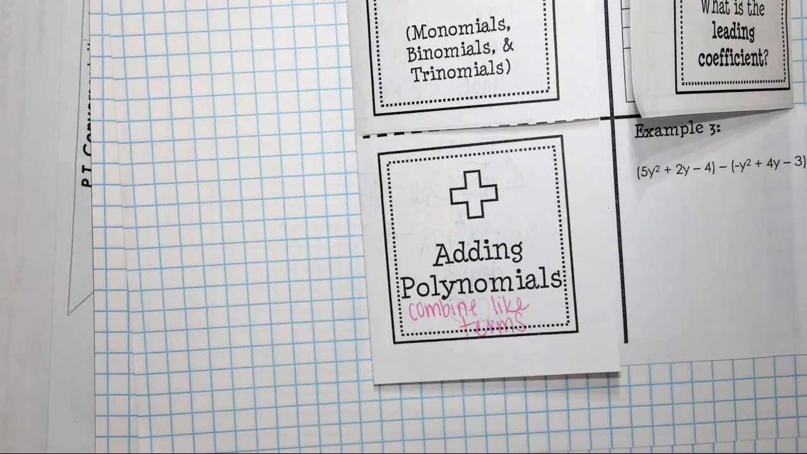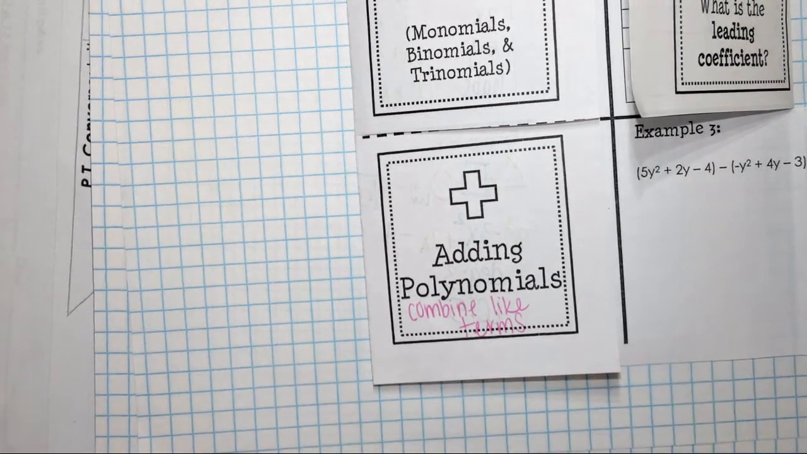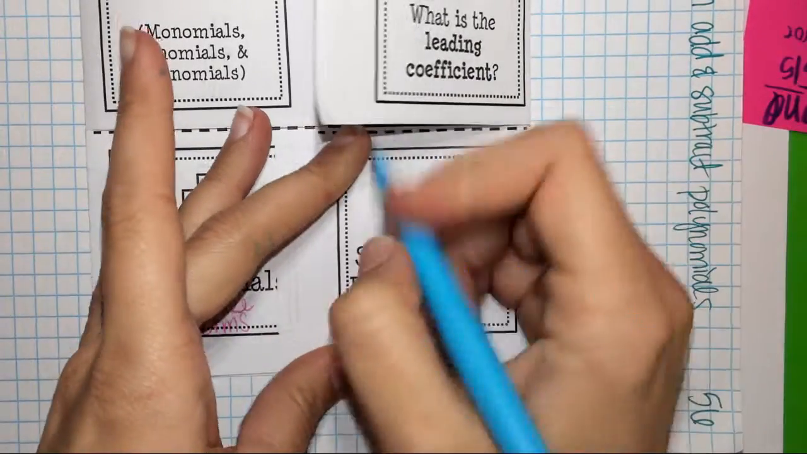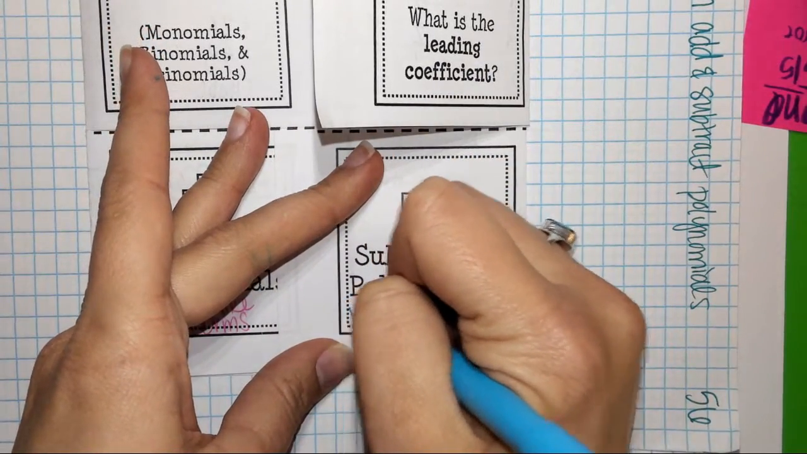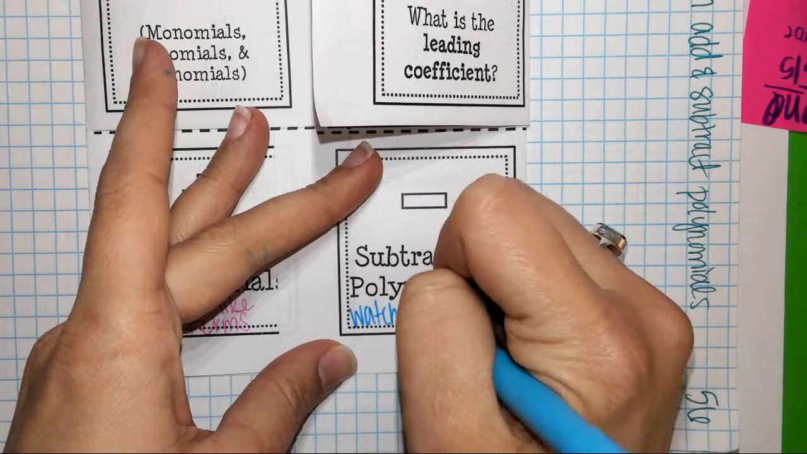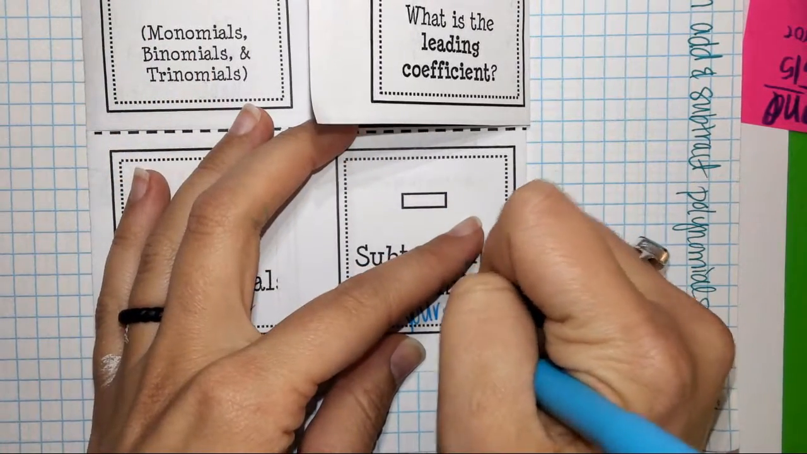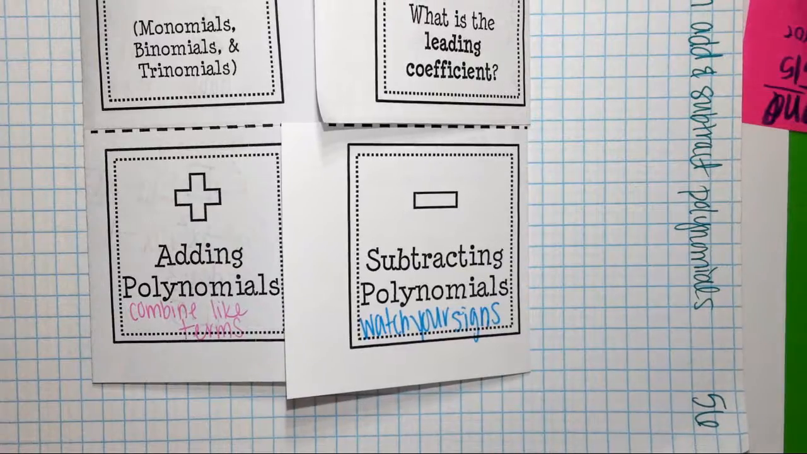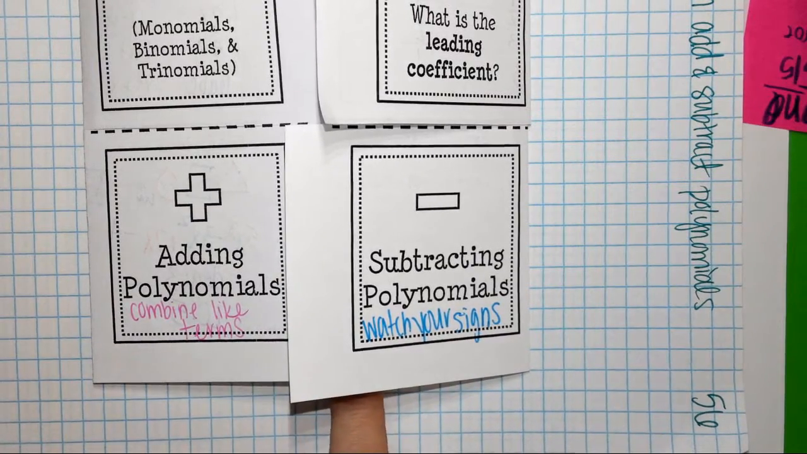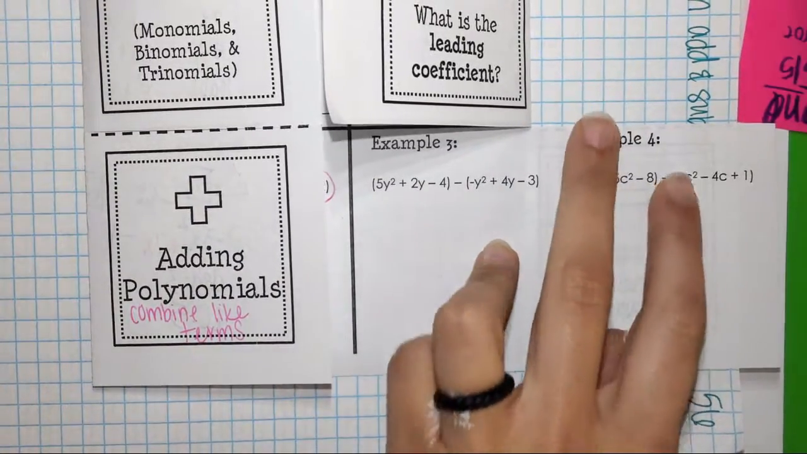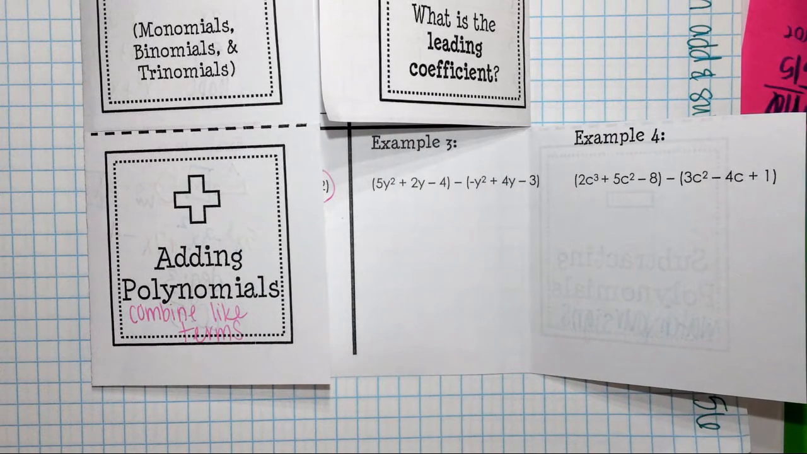Now on subtraction, you're going to combine like terms, but what do you think you have to watch out for on subtraction that's going to change the game? Negative. Yes. Watch your signs, take a point. Alright, are we ready? It just says watch your signs.